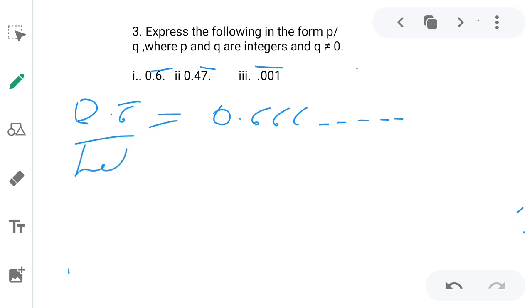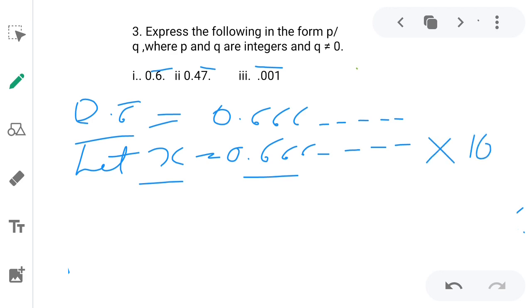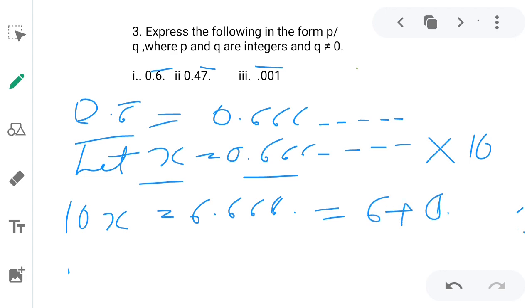In this, there is a method in which we have to let x equals 0.666 and so on, and multiply both the sides, left hand side and right hand side, by 10. So we are doing it. 10x equals 6.666 and so on. Further, this can be written as 6 plus 0.666 and so on. We see this term is equal to x, so we will write 6 plus x.